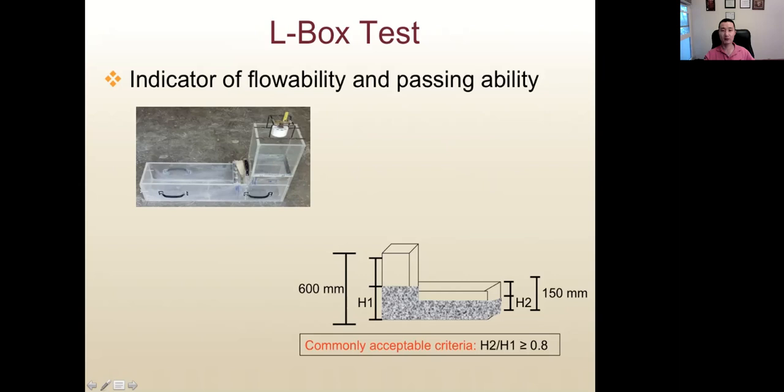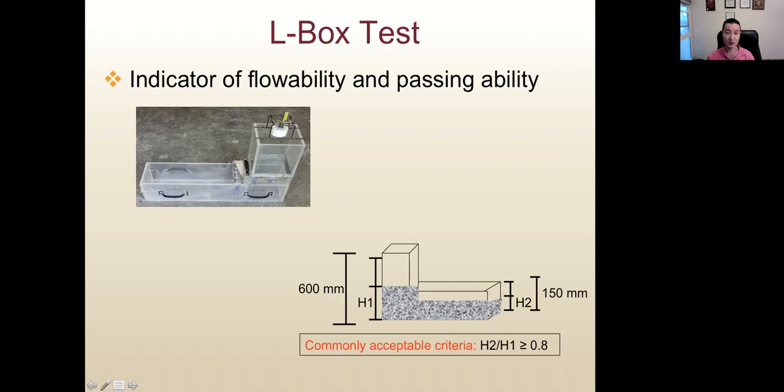All right, the airbox test is another test to check the flow ability as well as passing ability. So this is the instrument. We have two sections, the vertical section and the horizontal section. And if you can see here, we have a gate separating the vertical and horizontal sections. We also have some rebars here.